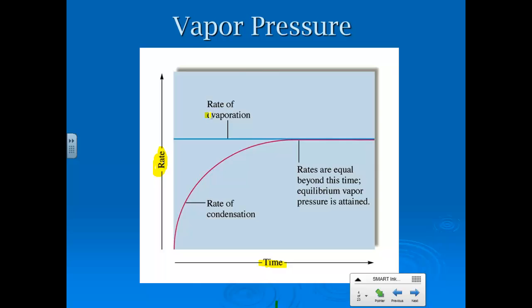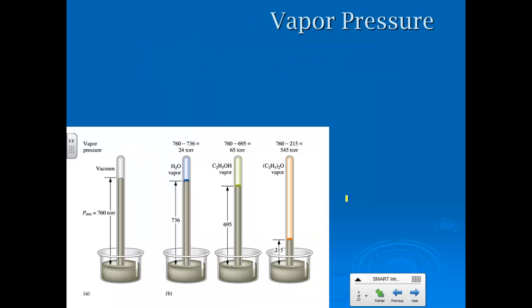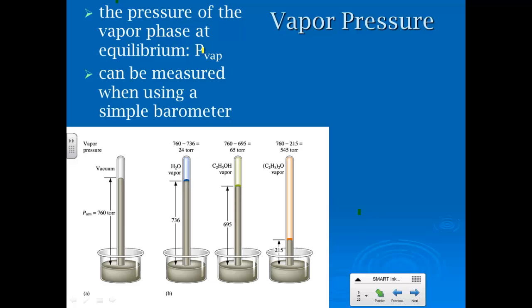Now we can look at vaporization. Here is the rate, which is how fast things happen, and here is time. If we were to plot the rate of evaporation, it pretty much just stays the same, you're consistently going to have those molecules evaporating. The rate of condensation is going to increase until those are equal. This is what we call equilibrium vapor pressure, just meaning that the pressure exerted by that vapor pushing back down is going to be the same over time.